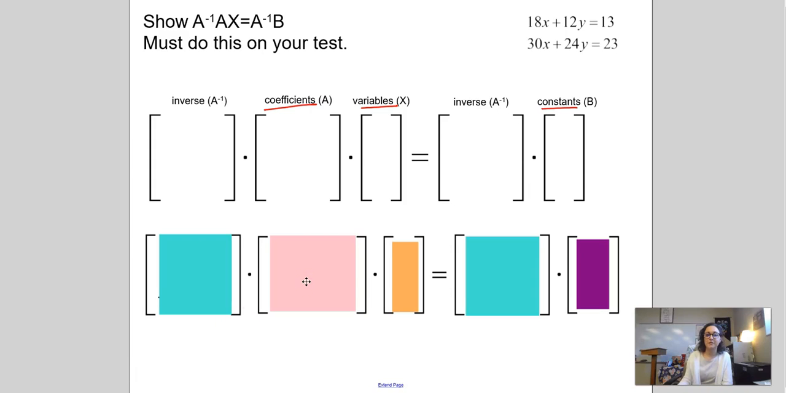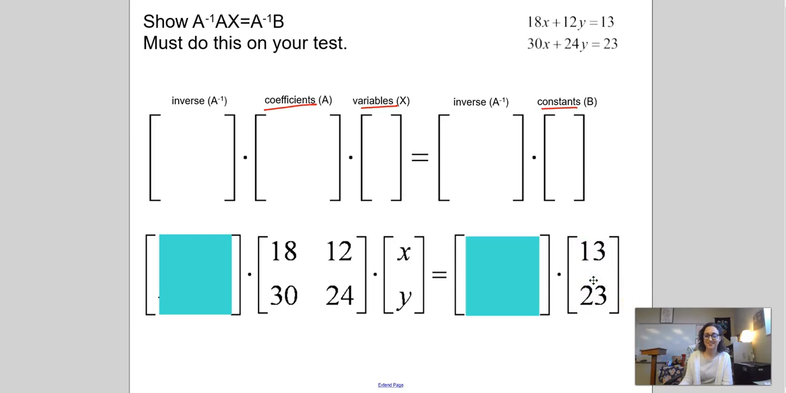All right, let's see how you did. For your coefficients, we should have gotten 18, 12, 30, and 24. And for your variables, you should have gotten X and Y. And then for your constants, we should have gotten 13 and 23. Okay, now can you go find the inverse of this matrix for me?